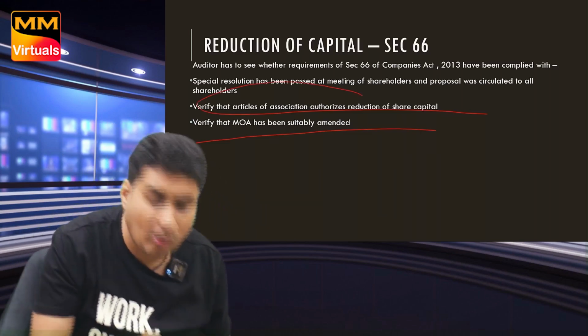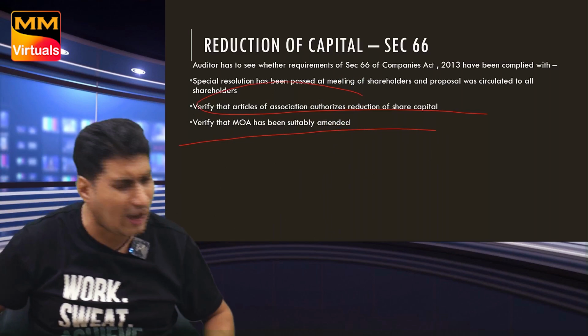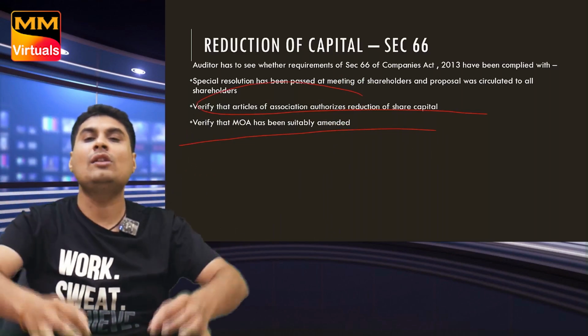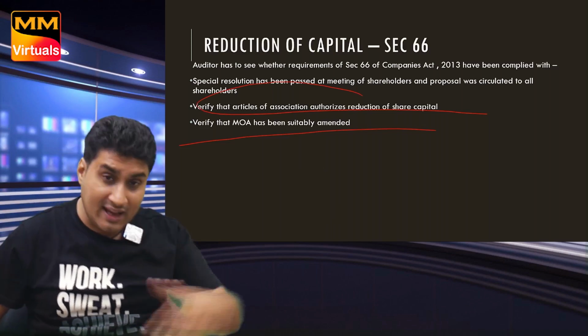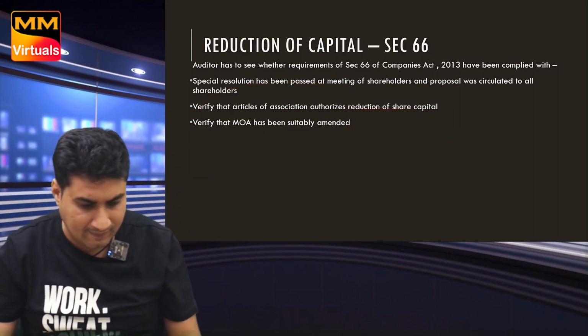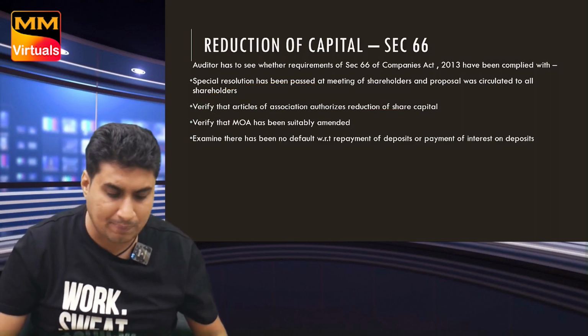AOA and MOA, what's the difference? MOA is to the world, the Memorandum of Association. What are the objectives of the company? What we intend to do? AOA is the internal rules and regulations. So see whether AOA is amended. See whether MOA is suitably amended for reduction in share capital. Check for any default in payment of interest on deposits, etc.